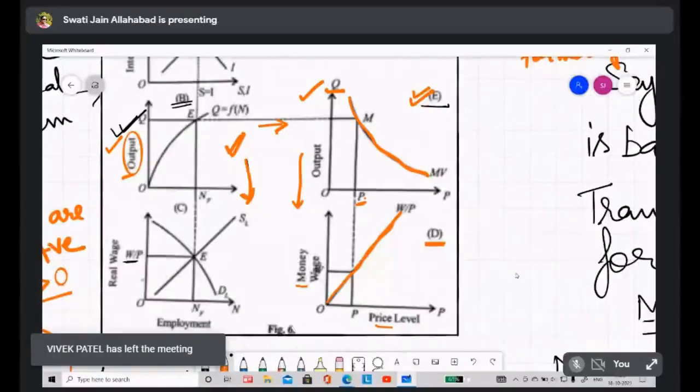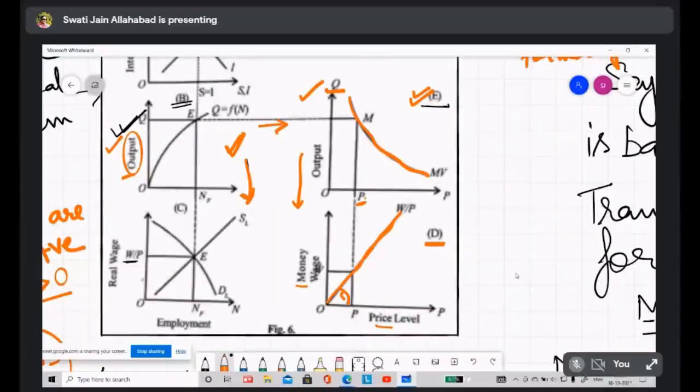And the slope of this line is equal to the real wage. So the slope of this line indicates the real wage. If this line moves in this direction, it means real wages increase. If it moves in the downward direction, it means real wages decrease. But this line will not change in this system. What will change is money wages and the price level if there is any change in MV.